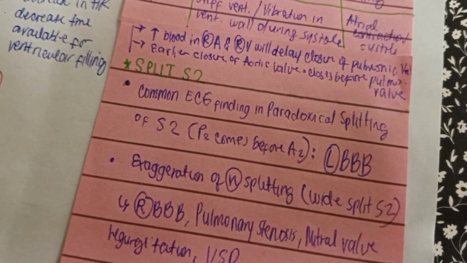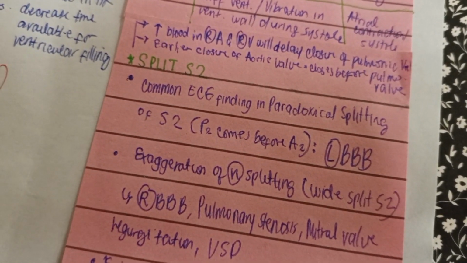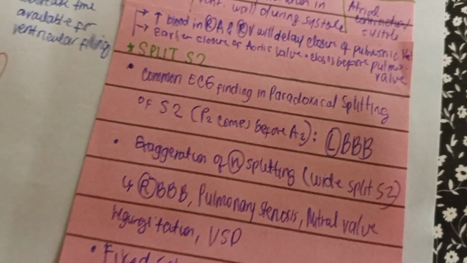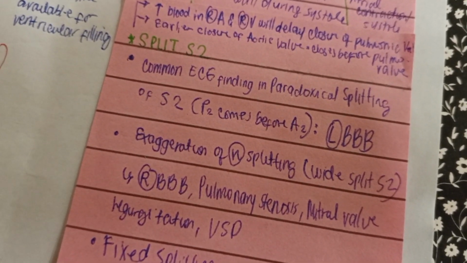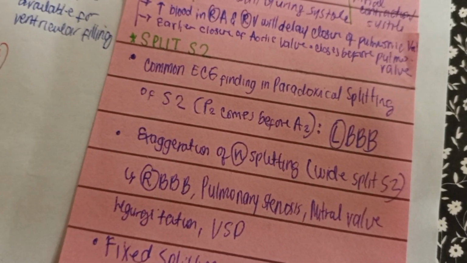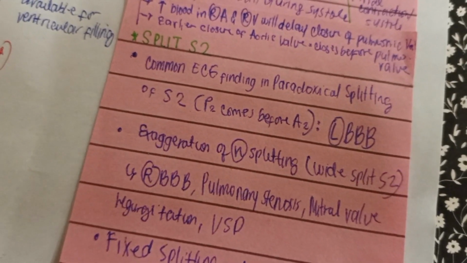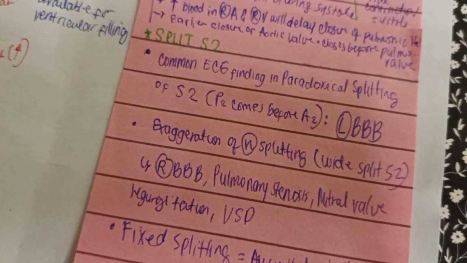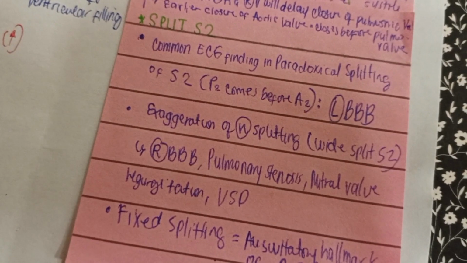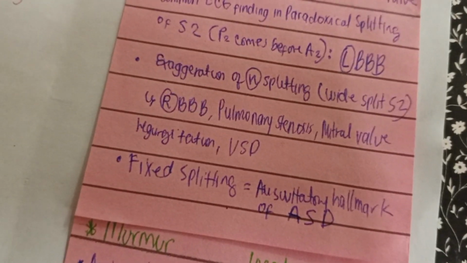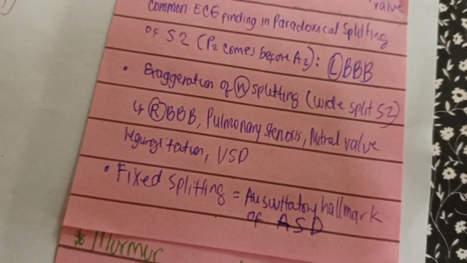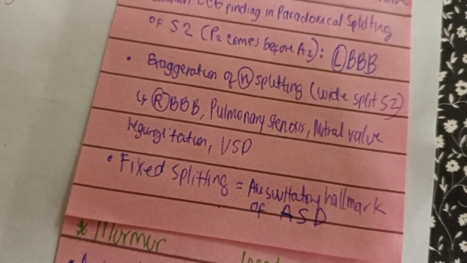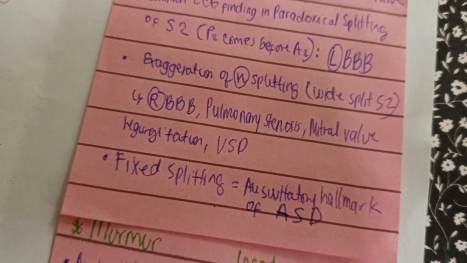And another type of S2 split is the exaggeration of normal splitting, where there is a wide split S2. That can be seen in right bundle branch block, pulmonary stenosis, mitral valve regurgitation, and ventricular septal defect. And we have what we call fixed splitting. This is the auscultatory hallmark for atrial septal defect, fixed splitting.